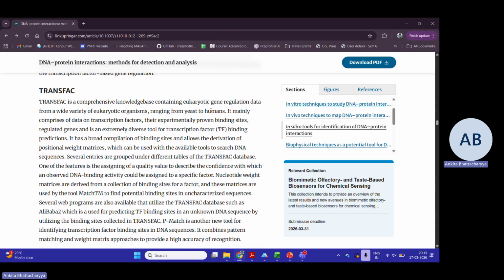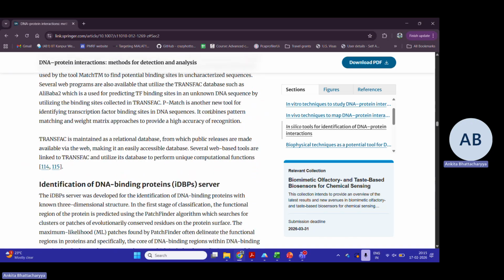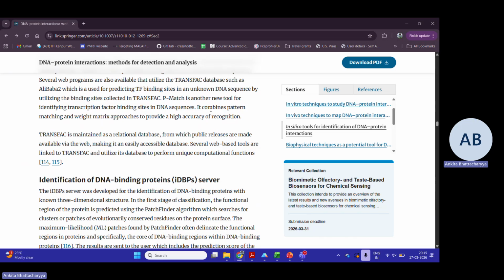One of the features is that it gives a score to show the confidence with which DNA binding activity can be annotated to a particular sequence, and it is utilized. It's maintained as a relational database from which public releases are made available via the internet, making it very easily accessible. Many tools utilize Transfac, so you can go ahead and look at that.